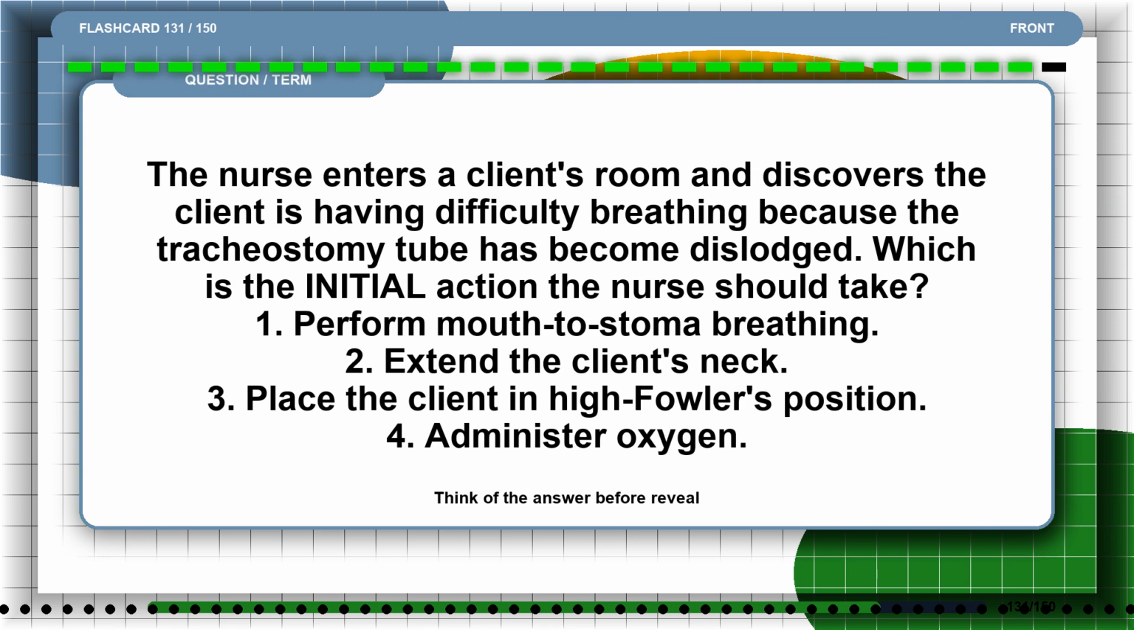Flashcard 131. The nurse enters a client's room and discovers the client is having difficulty breathing because the tracheostomy tube has become dislodged. Which is the initial action the nurse should take? 1. Perform mouth-to-stoma breathing. 2. Extend the client's neck. 3. Place the client in high Fowler's position. 4. Administer oxygen. Think of the answer before the reveal.